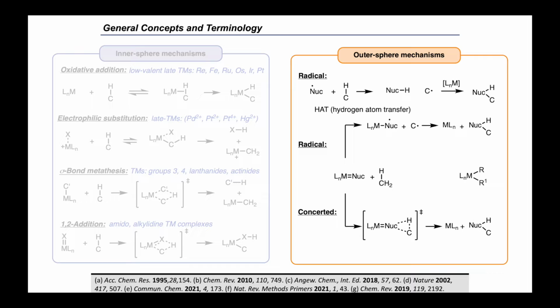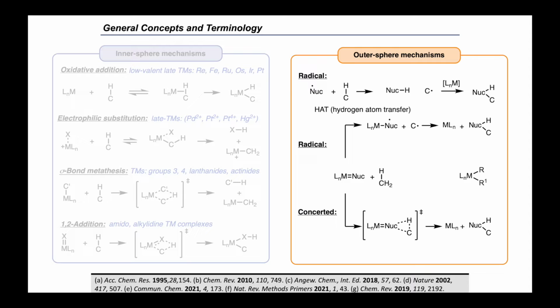Outer sphere mechanisms, on the other hand, are mechanisms that do not involve a CH activation event and thus do not go through an organometallic intermediate. These mechanisms break CH bonds through either radical or concerted means. In radical-type mechanisms, a hydrogen atom abstraction event generates a carbon-centered radical that is subsequently functionalized. Concerted-type mechanisms operate through CH bond insertions, where the species bound to the metal directly inserts into the CH bond to generate the functionalized product.